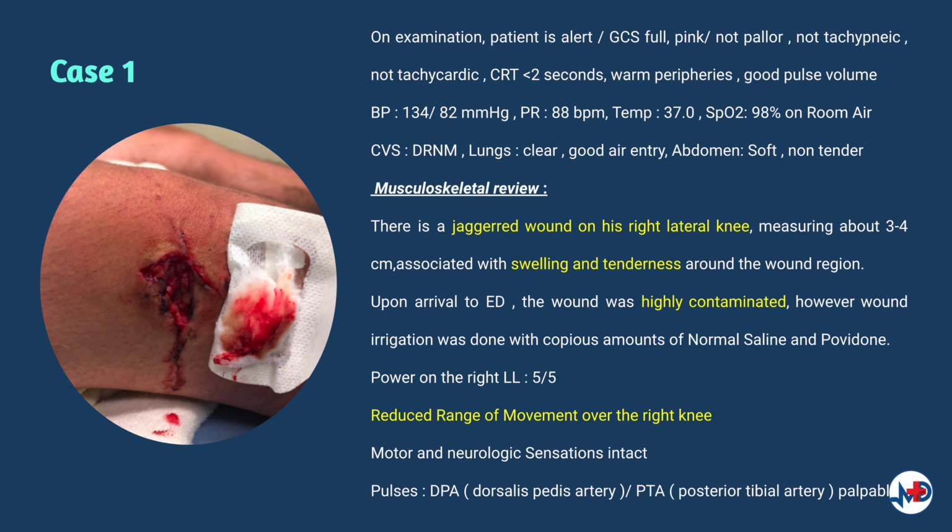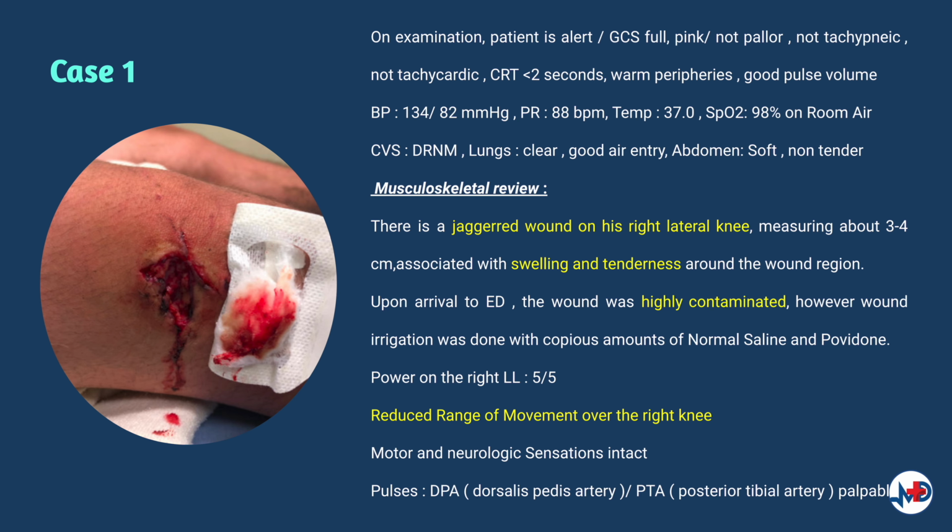You may also want to include the pain score, as patients who come in with trauma sustained severe pain. The blood pressure is 134/82. The pulse rate is 88 beats per minute with a temperature of 37, and the patient is saturating well on room air. Cardiovascular and the respiratory as well as the abdominal findings are all normal.